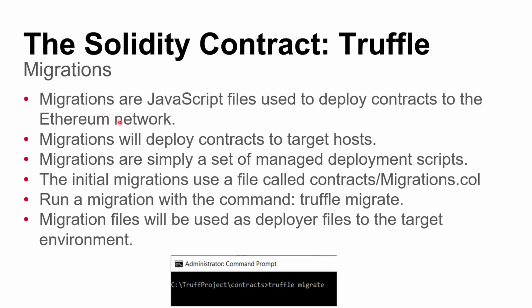So migrations are actually JavaScript files that are used to deploy contracts to the Ethereum network. They look like JavaScript, but they look like configuration files, and in these migration files we input the address of the Ethereum environment. Usually we start off with the test environment, and then we work all the way up to the live Ethereum environment. And you can see here the command is truffle migrate.